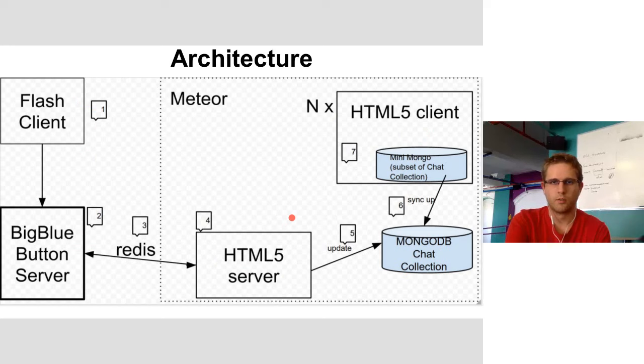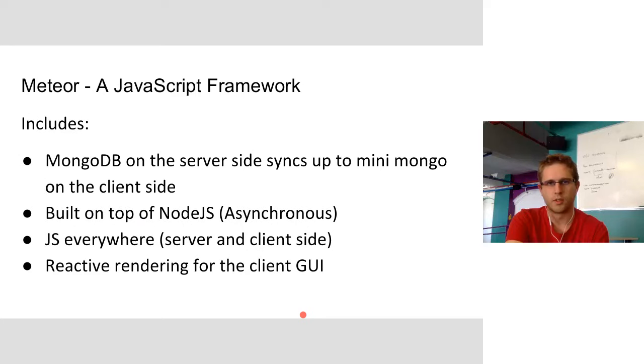When we have a two-way event, for example, chatting from the HTML5 client, it's a bit more complicated. When the HTML5 client initiates the event, let's say sending a chat message, the message will travel from the client to the Mongo database on the HTML5 server side, then to the BigBlueButton server, and immediately the message will be displayed on the Flash and on the HTML5 client. If you have any questions on the architecture, we can answer them after the presentation.